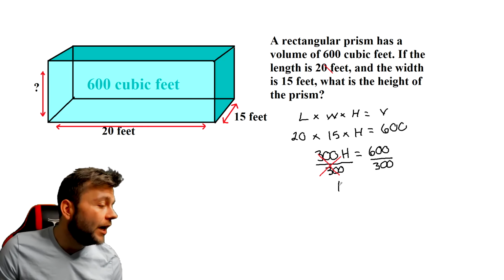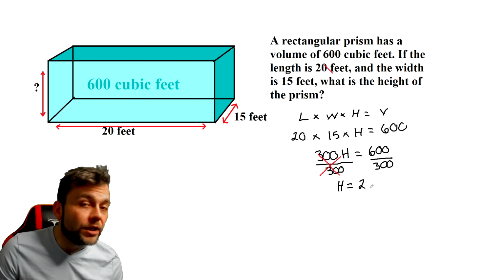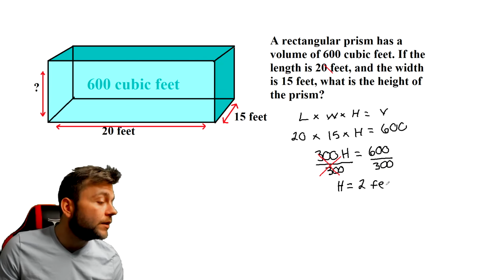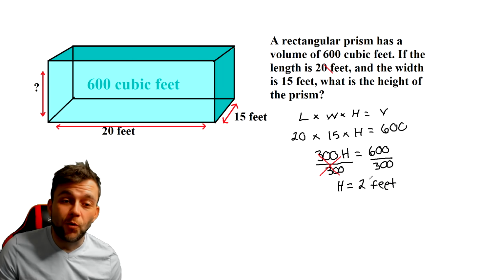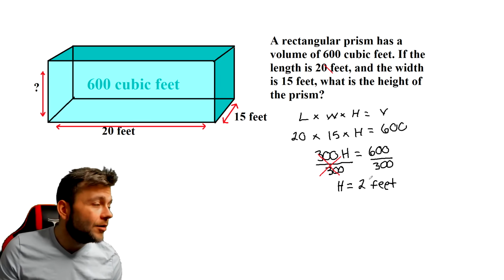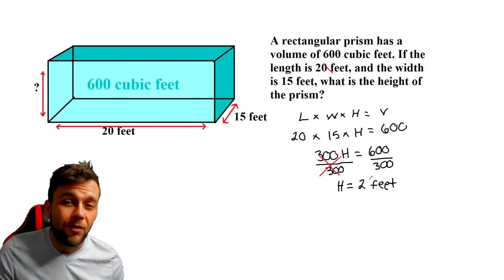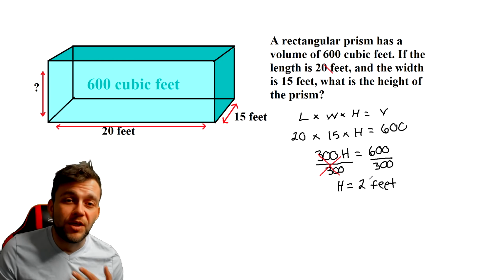So the height, h, equals 2. The height of this rectangular prism is 2, and then don't forget your units, 2 feet. So this is actually a pretty small prism, but the questions can get a little bit tricky if you don't write everything out. If you write it all out, you're going to be just fine. So take a screenshot of this, try to work it out with different units, just practice the problem. The more times that you do it, the better.